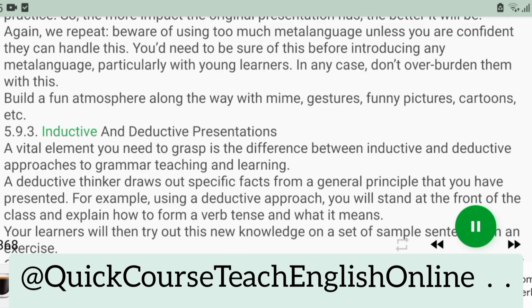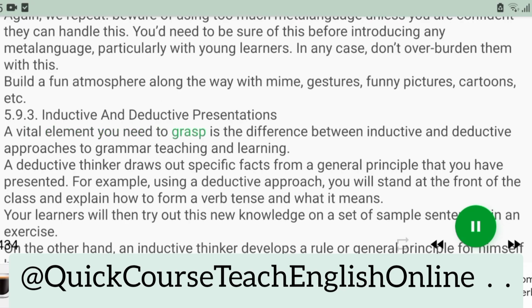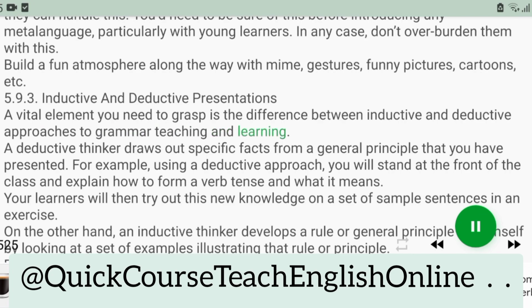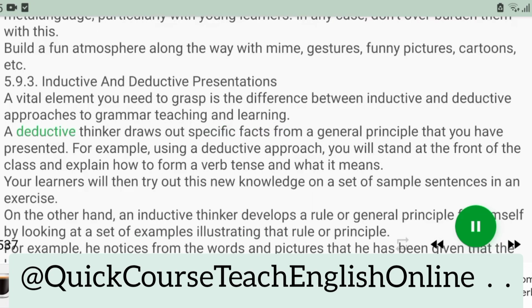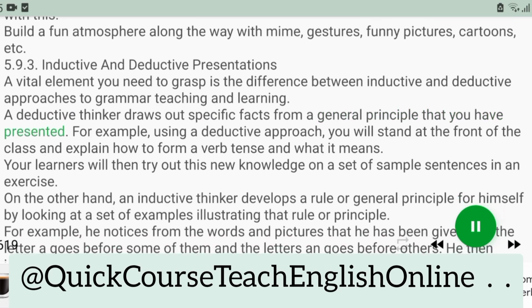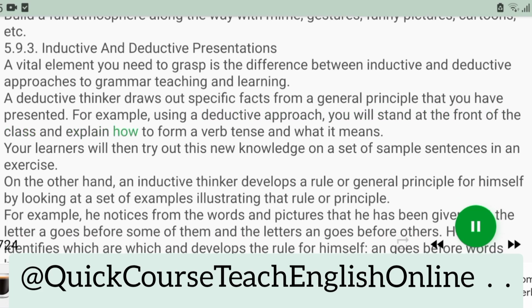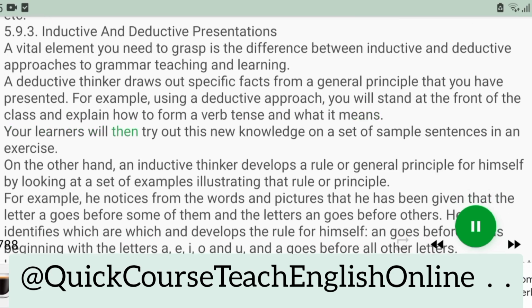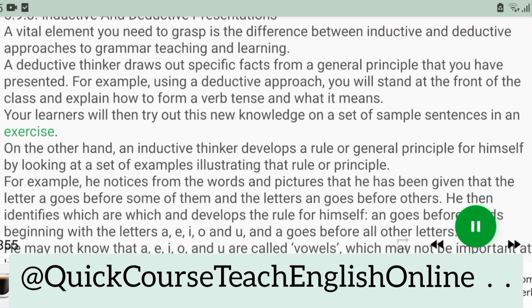5.9.3 Inductive and deductive presentations. A vital element you need to grasp is the difference between inductive and deductive approaches to grammar teaching and learning. A deductive thinker draws out specific facts from a general principle that you have presented. For example, using a deductive approach, you will stand at the front of the class and explain how to form a verb tense and what it means. Your learners will then try out this new knowledge on a set of sample sentences in an exercise.